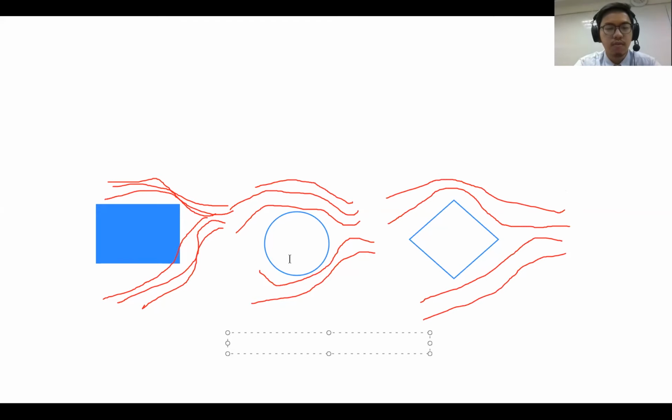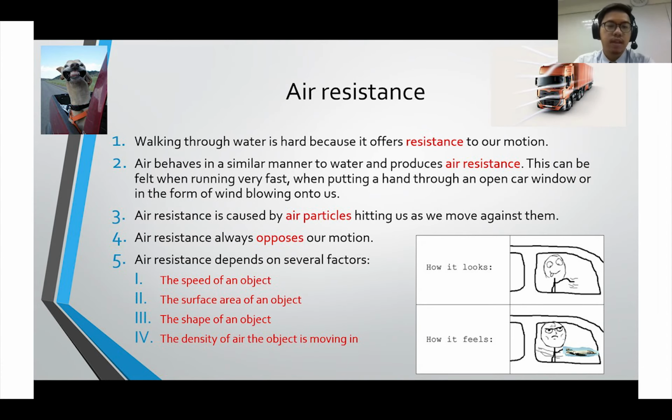Another word for this effect is aerodynamics, and you have probably heard of this word before. Aerodynamics, in other words, is how the air moves around the object. Aero is the word for air, and dynamics is the movement. So how does air move around the object? And the last factor affecting air resistance is the density of air.